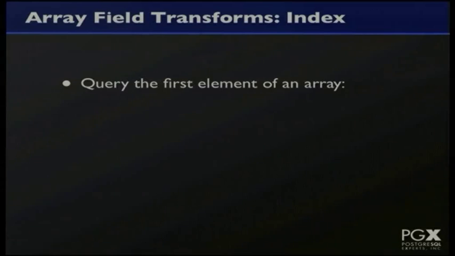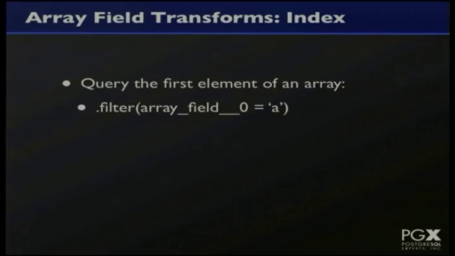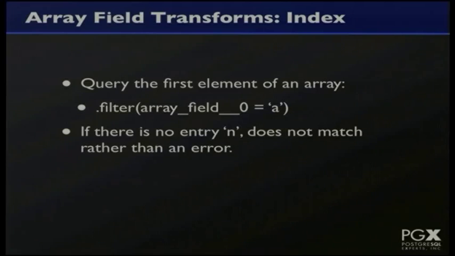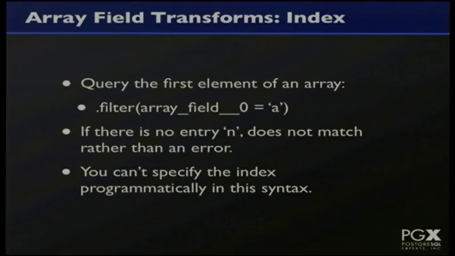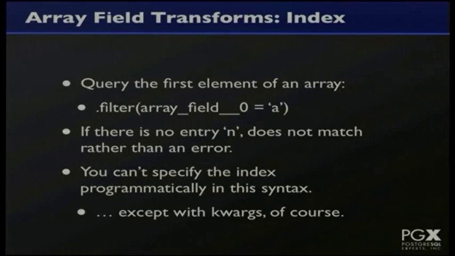There's also a transform where you can say array field double underscore 0 equals a, which only queries the first element of the array. If any of the fields have, in this case, 0 length, so that index is outside the range of the particular array value, it returns false. It doesn't throw an error. It's probably the more useful behavior. And there's no direct way of specifying the index programmatically, of course, so you just use a kwarg to build this part.